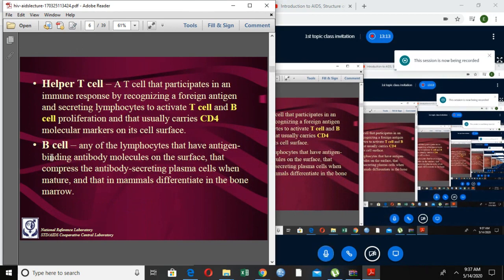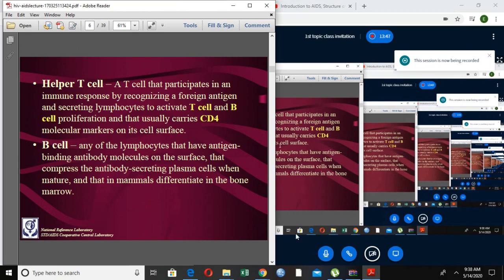Then B cell, what is a B cell? This is another lymphocyte that has antigen binding antibody molecules on the surface and comprises the antibody secreting plasma cells when mature, and that is more differentiated in the bone marrow. Let me just explain using simple terms. A B cell is a lymphocyte that normally is activated by helper T cells, as I've already said, and the work of this B cell is to cause the maturation of these plasma cells.